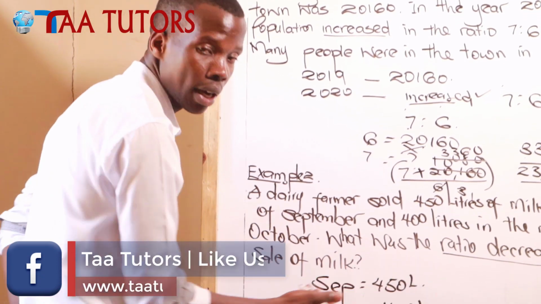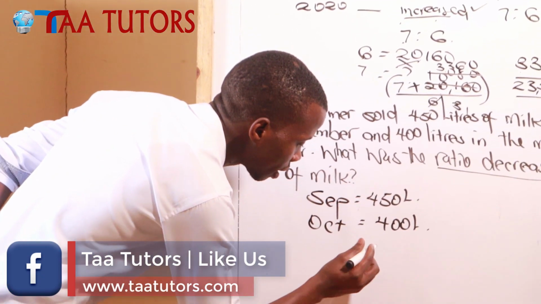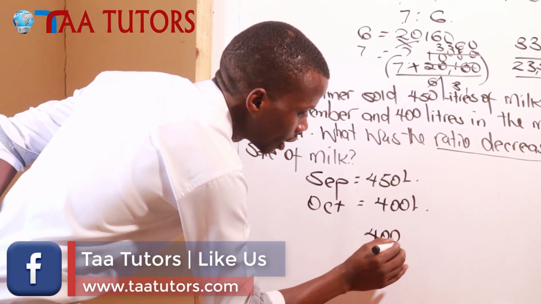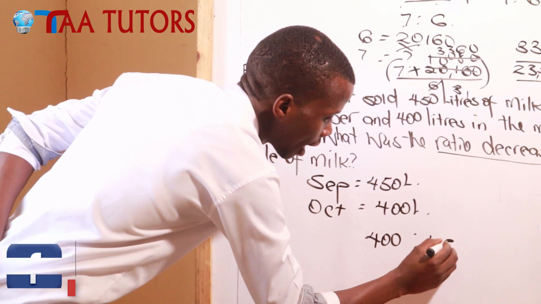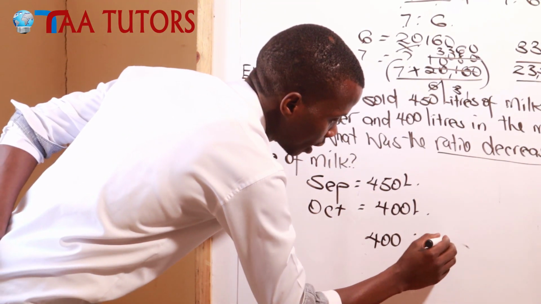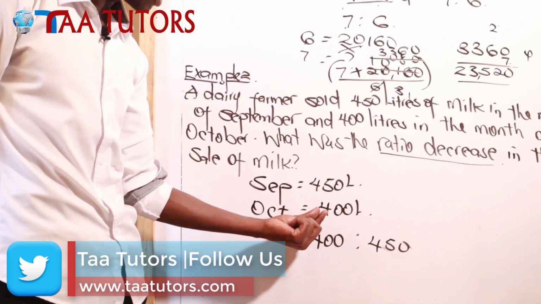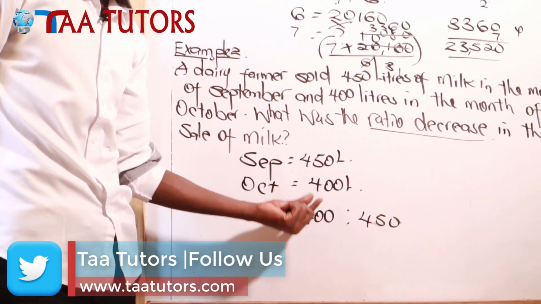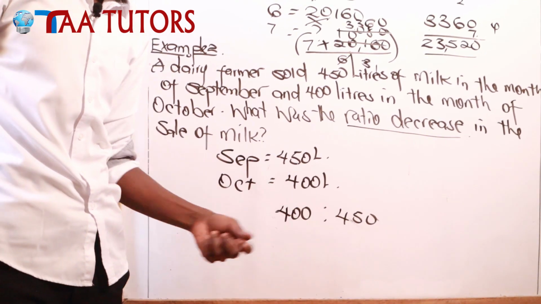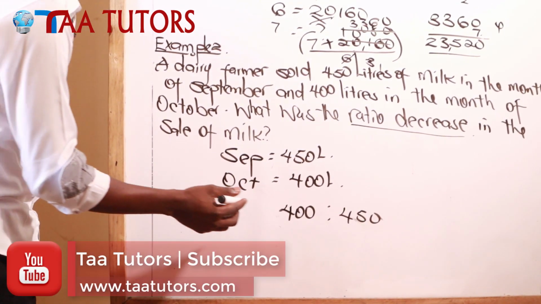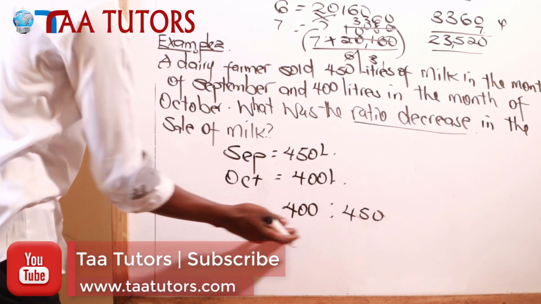Now, they want the ratio decrease. So you start with the decrease, which is 400, then 450 is the increase, which stays on the other side. Then you simplify, because you can't leave your answer like this.